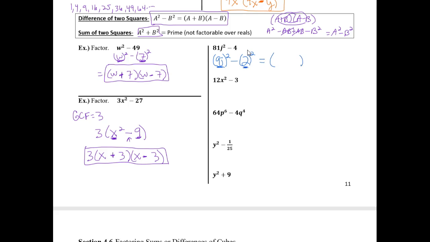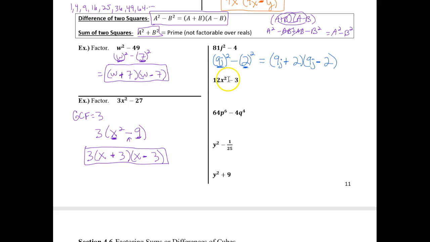So I factor it into my two sets. I know I'll have a 9J times 9J gives me 81J squared. And 2 times 2 gives me 4. And I need a plus and a minus in the middle. It does not matter which one you put first. If I put the minus here or the plus there, it doesn't matter because this is multiplication and multiplication is commutative.